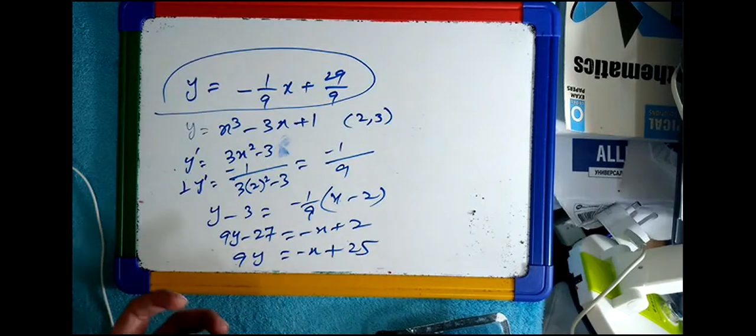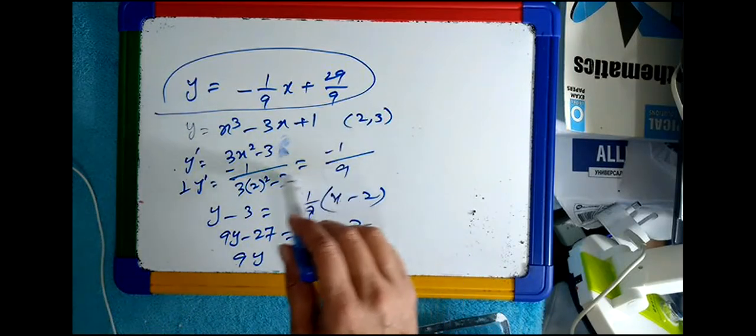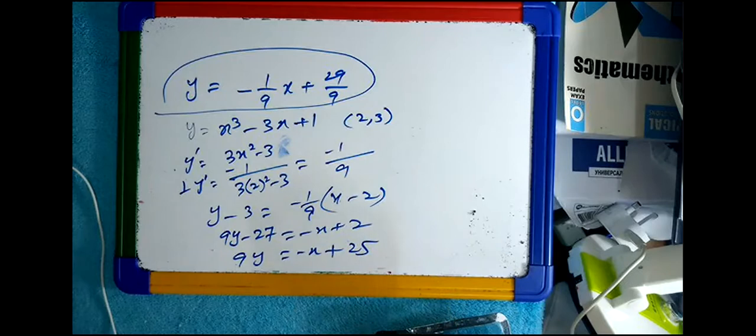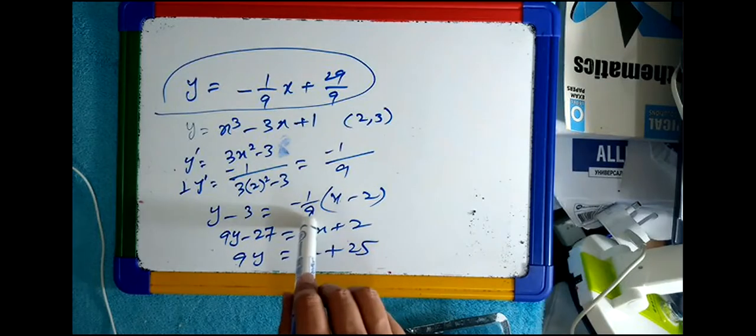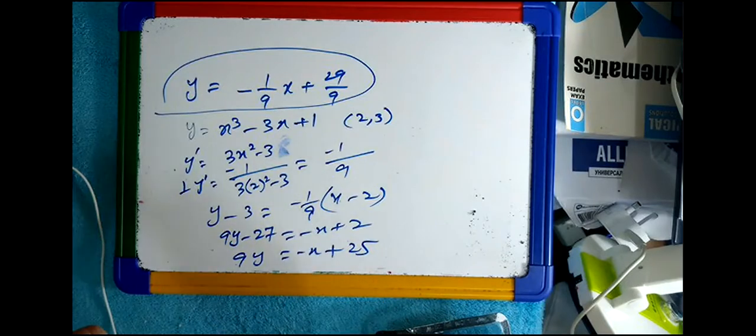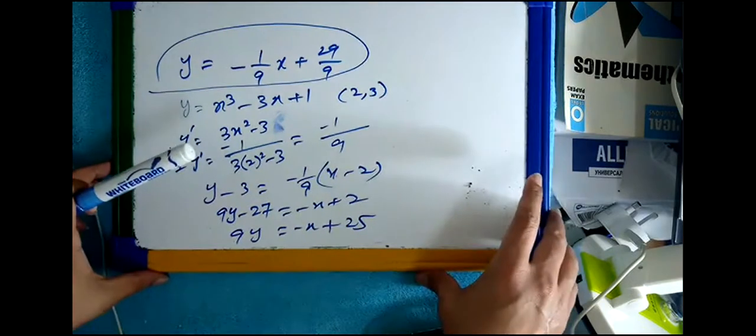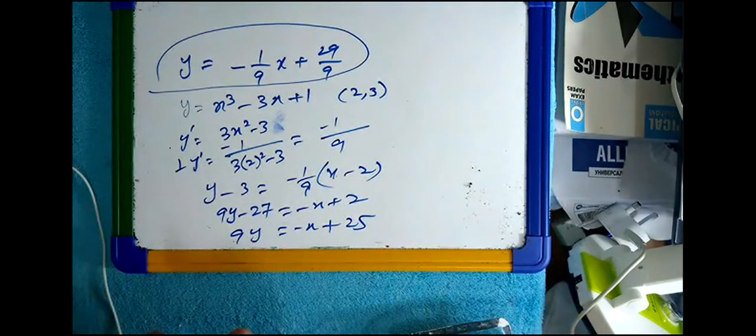Suppose if you move this 9 over here, right? But I didn't move the 9. I just did y minus 3 is equal to negative 1 over 9x plus 2 over 9. And then y is equal to negative 1 over 9x plus 2 over 9 plus 3. And 2 over 9 plus 3 is 29 over 9. Now see this one. Is there any fault in my calculation? Could you calculate it that way, without moving negative 1 over 9 to the other side?